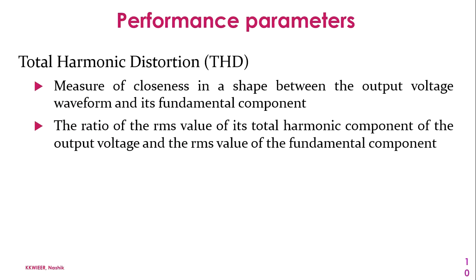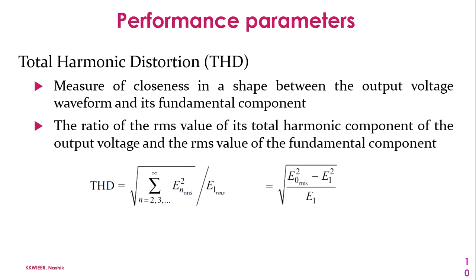The next is total harmonic distortion, THD. It is a measure of closeness in shape between the output voltage waveform and its fundamental component. THD can be defined as the ratio of the RMS value of the total harmonic components of the output voltage to the RMS value of the fundamental component. It is given by the square root of the summation of E_n,RMS squared upon the fundamental component E_1,RMS, which is also given as the square root of E_0,RMS squared minus E_1 squared, upon E_1.